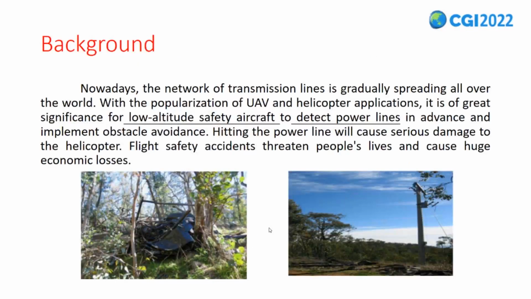Nowadays, the network of transmission lines is gradually spreading over the world. With the popularization of UAV and helicopter applications, it is very important for low altitude safety aircraft to detect power lines in advance. Why? Because hitting a power line will cause serious damage to the helicopters and the UAVs.